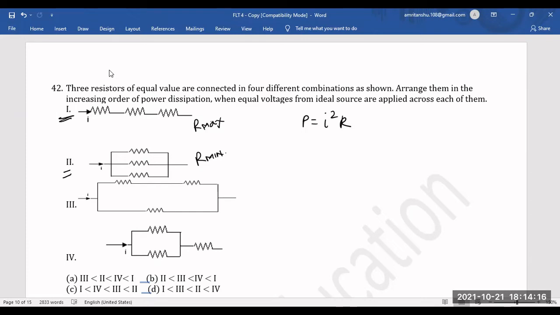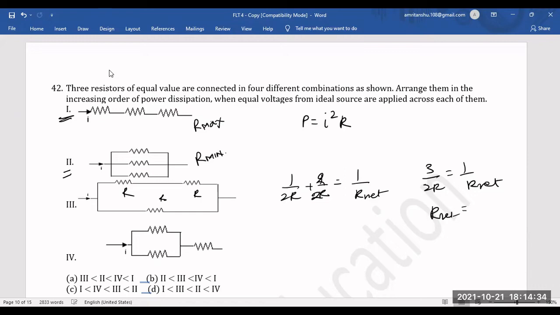Okay. And then you can just check it out, R and R. So this is 1 by 2R plus 1 by R. That makes it how much? 1 by R net. So that makes it 3 by 2R equals 1 by R net. So R net is equal to 2R by 3. And if you just see this, this is R by 2. This is R, this is R, this will be R by 2. So this will be, I think, 3 by 2R.